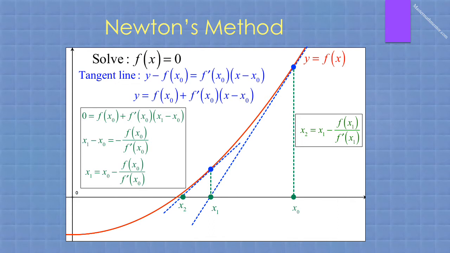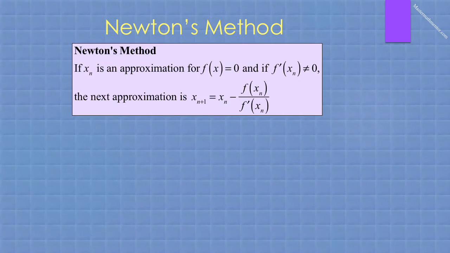We now repeat the process. We draw the tangent line to f at x1 and determine its root, calling it x2. This is now obviously a much better approximation of the root of f, and its formula is x2 is equal to x1 minus f of x1 over f prime of x1. We can continue the iterative process as many times as we wish.